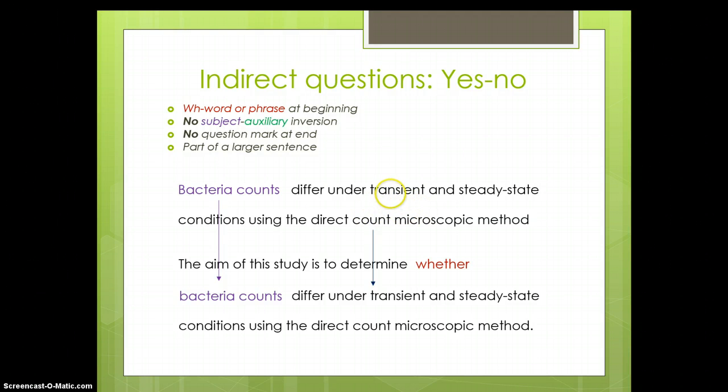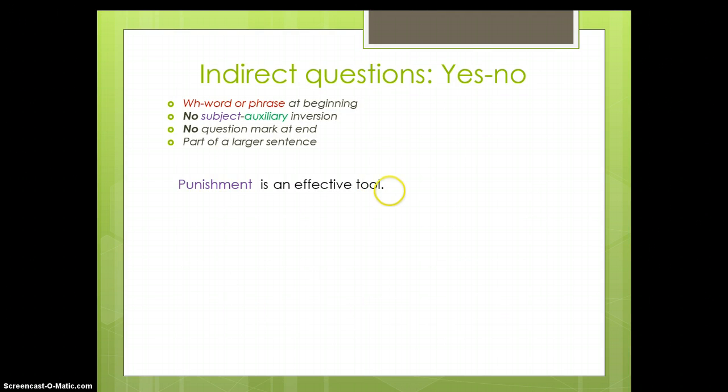And our last example is another yes-no question. So punishment is an effective tool. Larger sentence. The aim of this study is to determine. In addition to whether, there is one question introducer that is not a WH word. It doesn't start with WH. It doesn't have W or H in it. It's just if, and that counts as an honorary WH word for the purposes of introducing an indirect yes-no question.